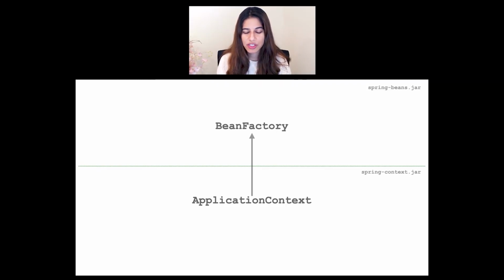Some of the additional functionality that application context provides includes support for application event publishing, the environment abstraction, which contains properties from a variety of property sources, message source, which provides support for internationalization, and support for configuration classes and scanning.